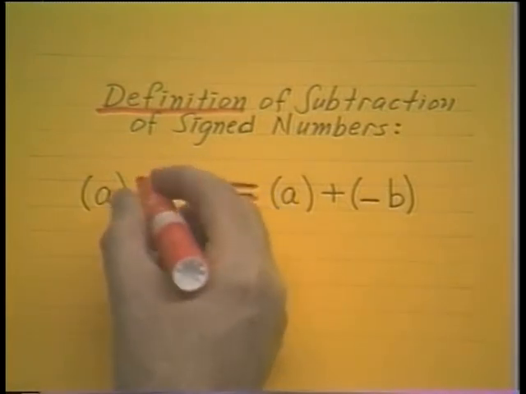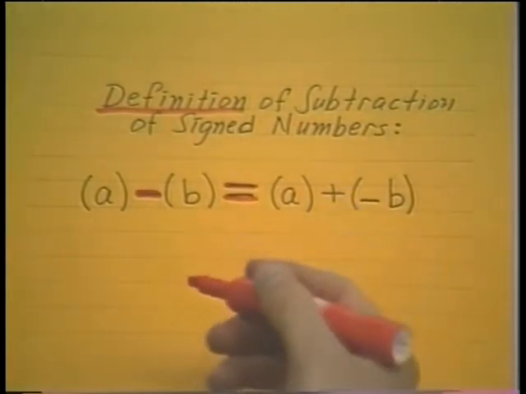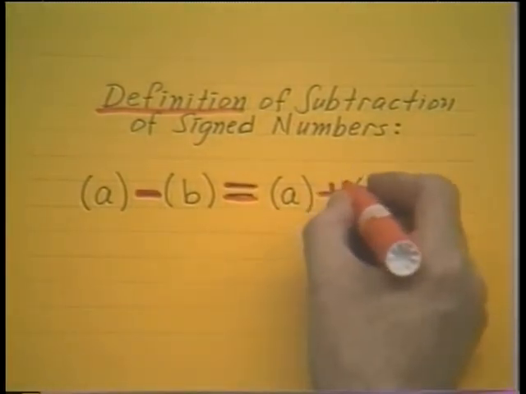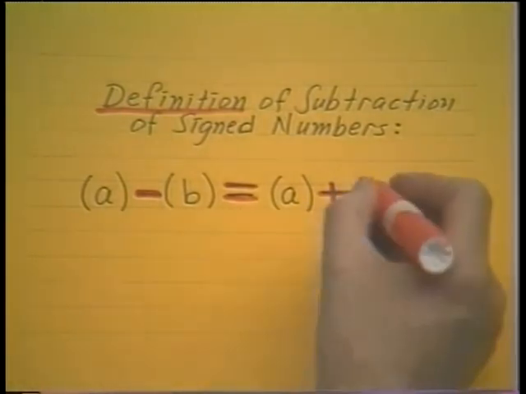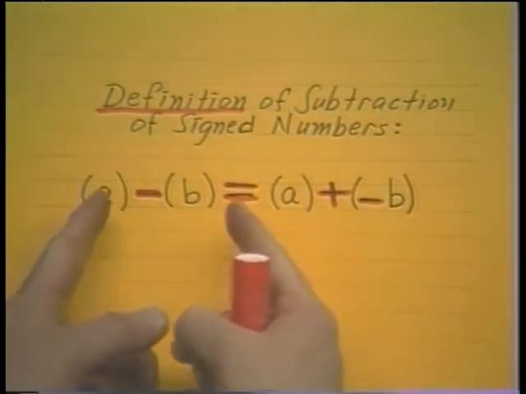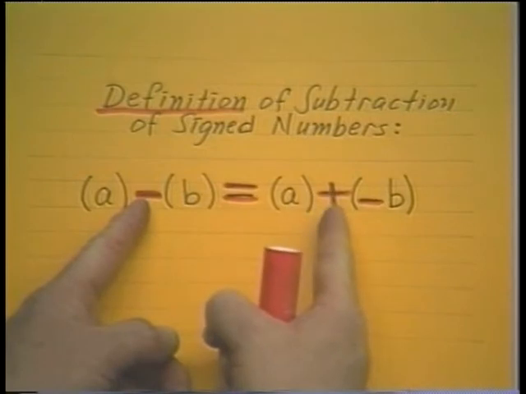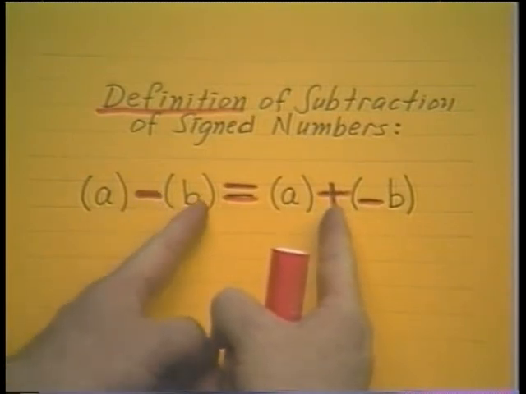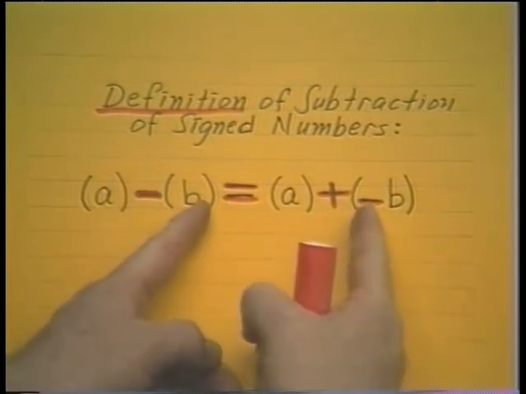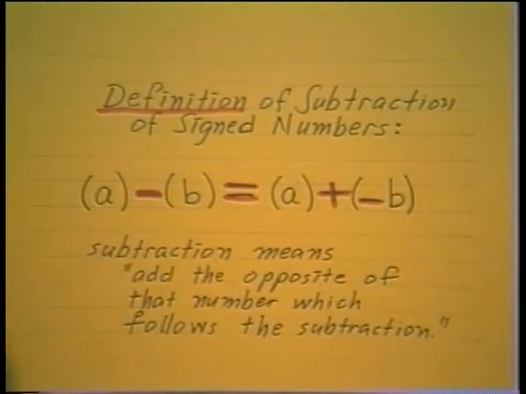So notice this problem has a subtraction, but this problem is an addition, which we know how to do, and an opposite, which we already know how to do. So this says, leave the first number alone, change the subtraction to addition, and the thing that followed the subtraction gets opposited. Or, in short, subtraction simply means add the opposite of that number which follows the subtraction.